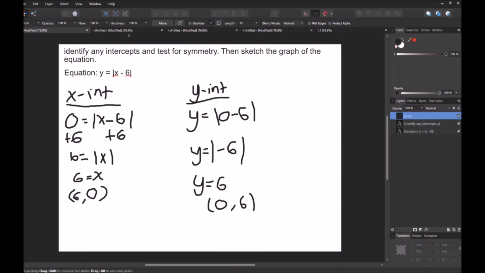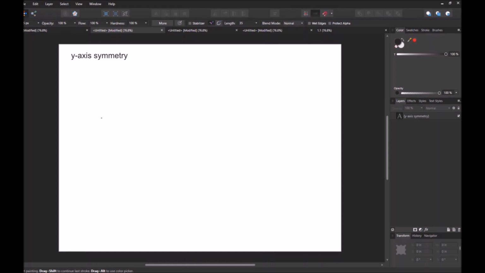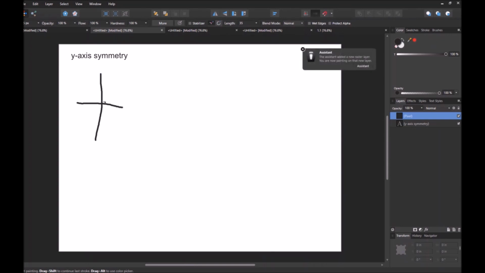Now let's test for symmetry. Let's start off with y-axis symmetry. This is the symmetry, if you recall. This might just be something you have to memorize, or you can remember it just by knowing what it looks like on a graph. Remember, it looks like this parabola here. But this is the one where you plug in negative x for x and evaluate the equation, and if it's the same, then it's symmetric with the y-axis.